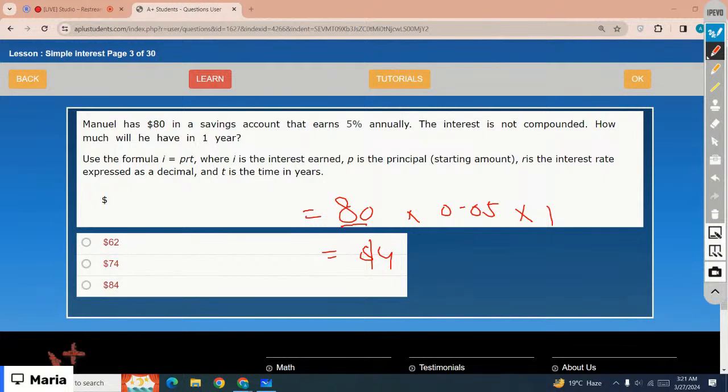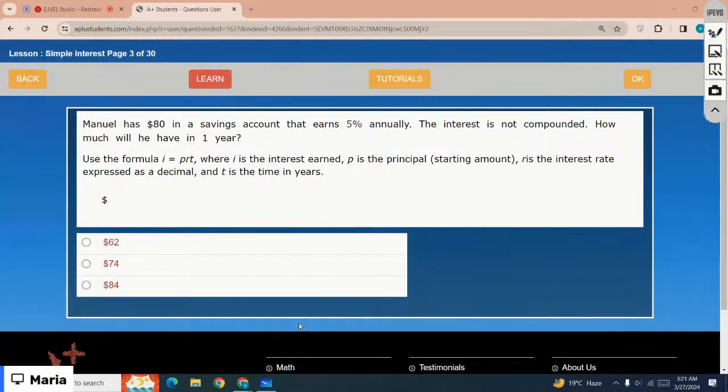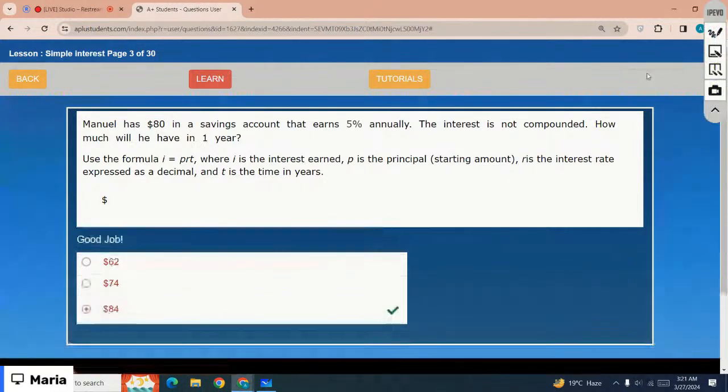The correct option is $84, right? The interest is $4. The amount he has after 1 year in his account is $84, right? He already has 80. You have to add 4, so that would be $84. Got it? The correct option is $84.